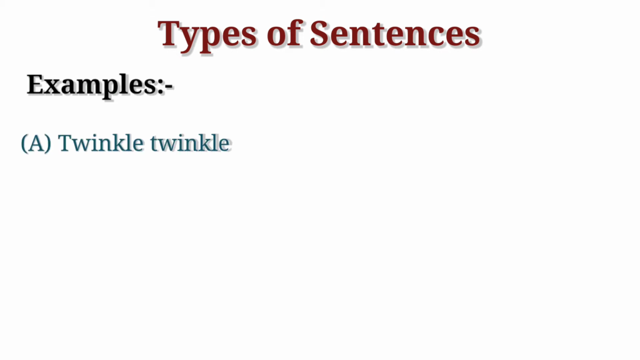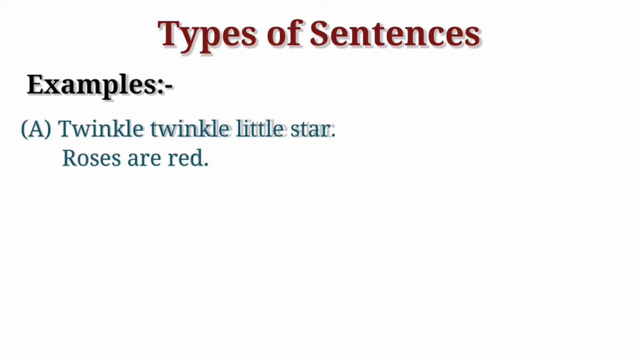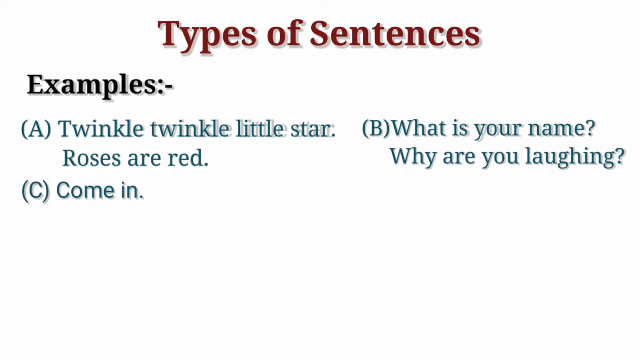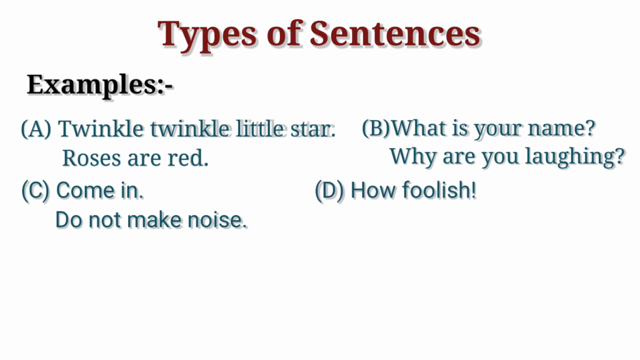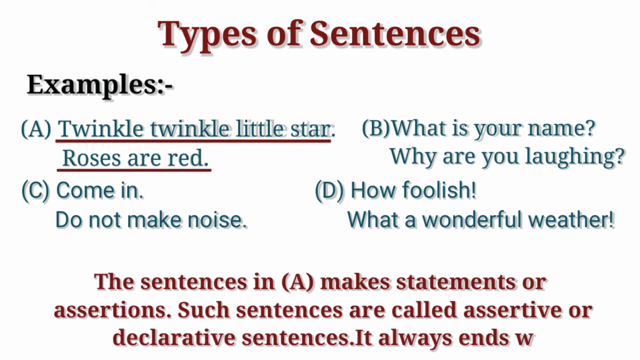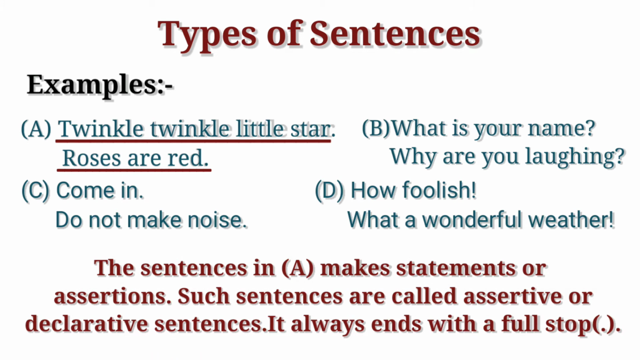A: Twinkle, twinkle, little star. Roses are red. B: What is your name? Why are you laughing? C: Come in. Do not make noise. D: How foolish. What a wonderful weather. The sentences in A make statements or assertions.